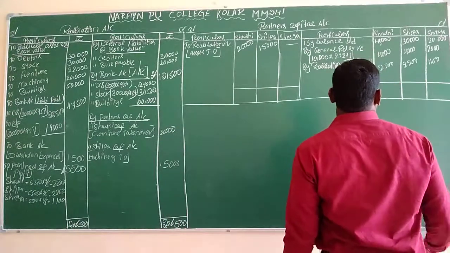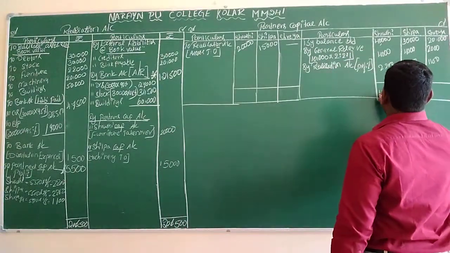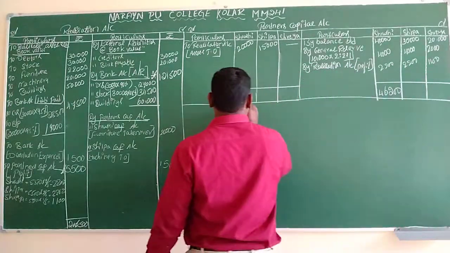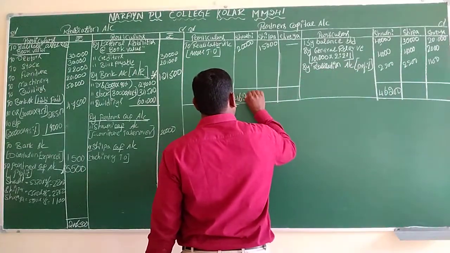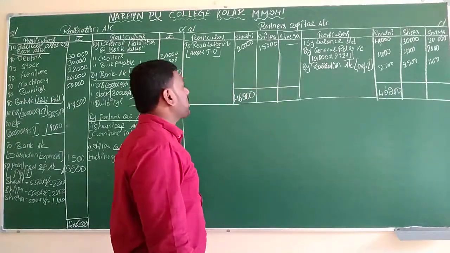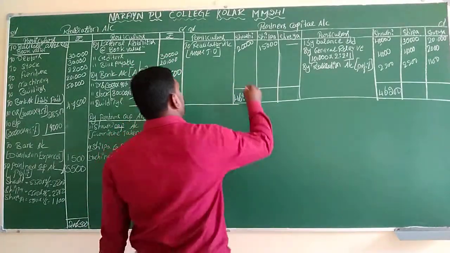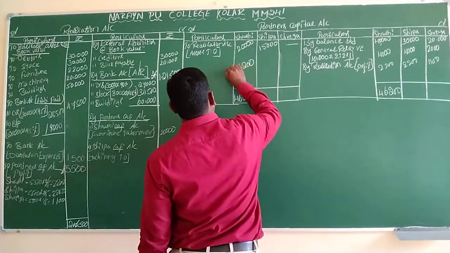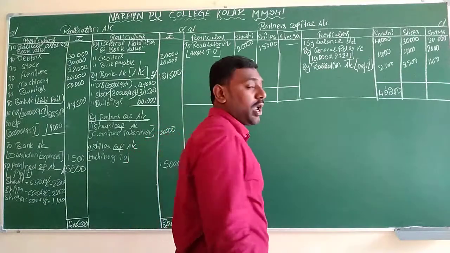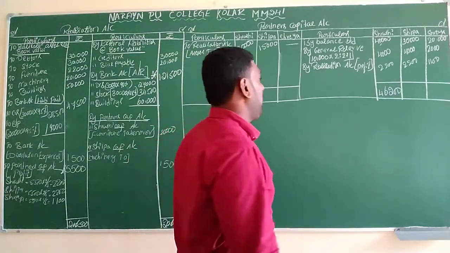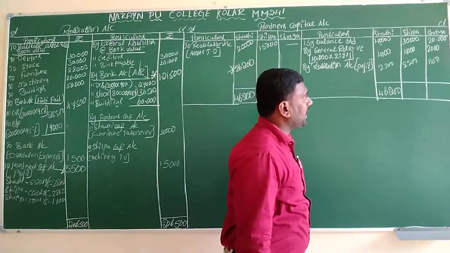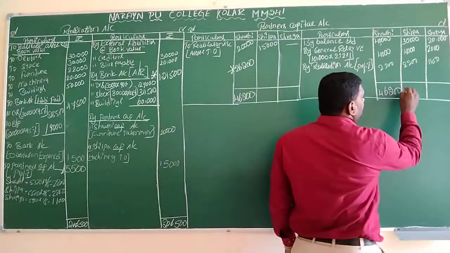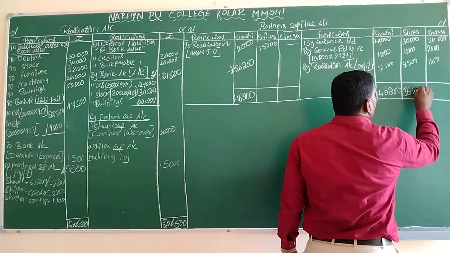First partner total: 40 plus 4, 44 plus 2, 46,200. The same value we transfer to the debit side also. Let's find out this value. And let's come to the total of the second partner. 30 plus 4, 34. 34 plus 2, 36. 36,200.